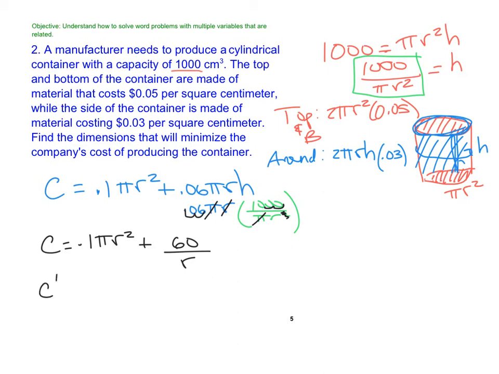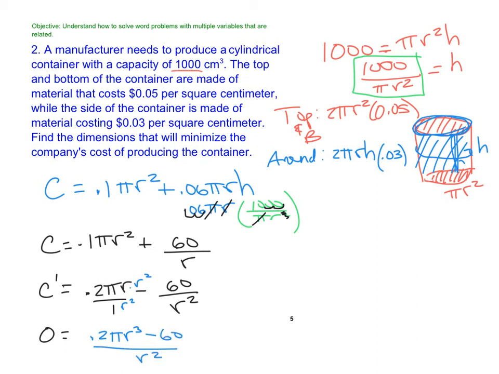Take the derivative, set it equal to 0. 0.2 pi r minus 60 over r squared. Set that equal to 0. We need to multiply by r squared here, so 0.2 pi r cubed minus 60 over r squared. Now I'm going to set the top equal to 0. So we get 60 equals 0.2 pi r cubed.